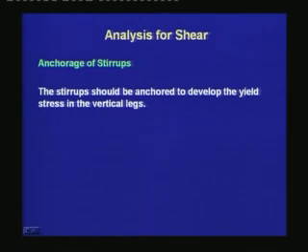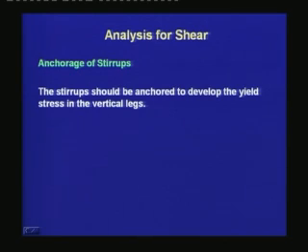Thus, we find that there are two requirements of minimum amount of stirrup. One is based on the truss concept, that the stirrups have to take a minimum amount of shear stress, and the other expression is for beams with thin webs, and that is given in terms of the horizontal section of the web. The stirrups should be anchored to develop the yield stress in the vertical legs.